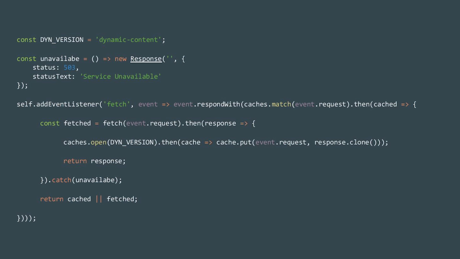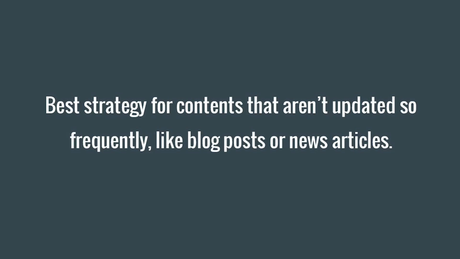And if the result from the cache is undefined, we will return our fetch promise. And if this fails as well, then yeah, we have to take our unavailable function that returns the 503. So we can either return old content fast or newer content from the network, or we fail gracefully with a 503. Yeah, and this is a good strategy for contents that aren't updated so frequently, like blog posts and news articles. There you can serve fast, which is always good.